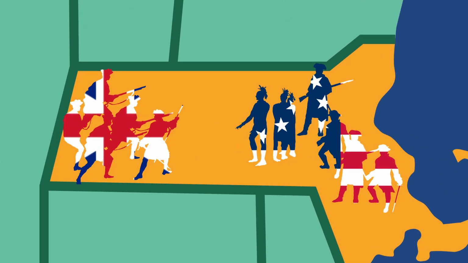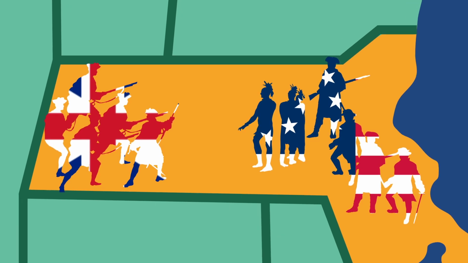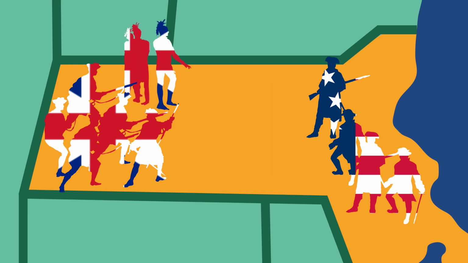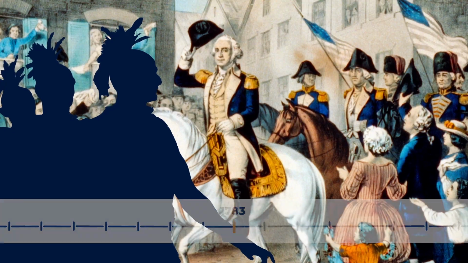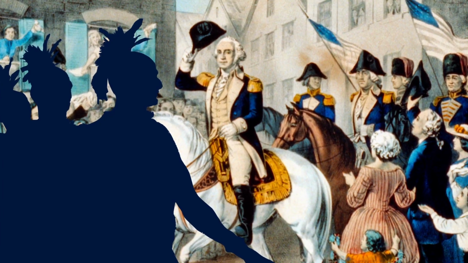Some indigenous peoples in what we now call Massachusetts fought alongside the Continental Army against the British. Many, however, also fought with the British. In the aftermath of the war, regardless of which side they supported, indigenous peoples faced the difficult reality of contending with a new nation that threatened their ancestral homes and cultures.